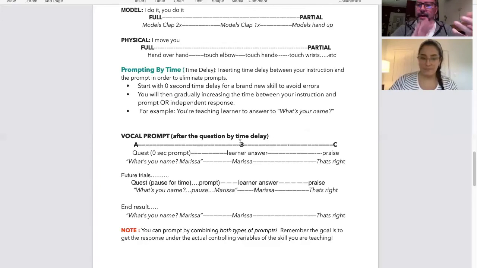And a cool strategy with that is you can combine all of these strategies. You can prompt by time and by structure. So for example, let's say I was doing a 5-second delay to teach Marissa her name. It might look something like this. What's your name? Marissa. She says Marissa. I could do something like this. Now I'm going to fade by time and structure. What's your name?